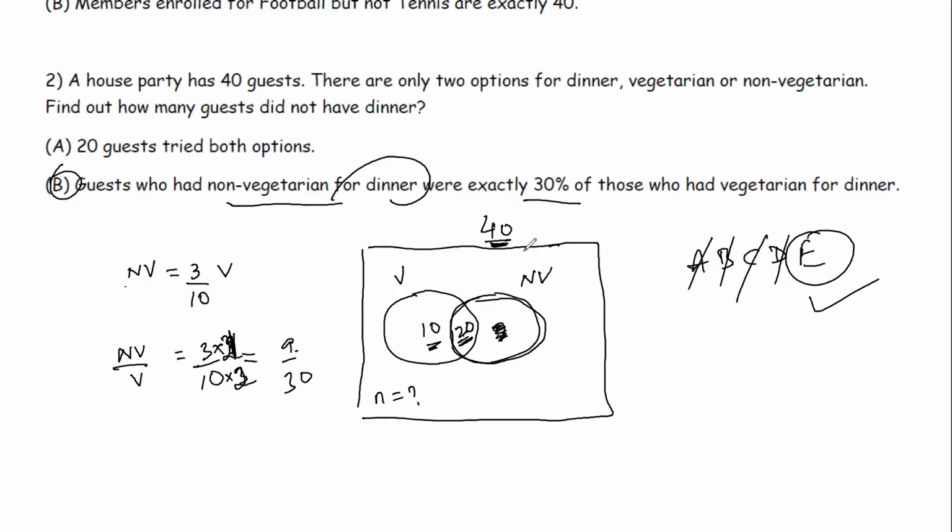So I think the guest who had non-vegetarian for dinner, right? In this situation, that would mean only non-vegetarian. Then it probably makes sense. If you're not looking at the entire circle of non-vegetarian, the guests who had non-vegetarian for dinner were exactly 30% of those who had vegetarian for dinner. So maybe the guest who had non-vegetarian only should be out here.